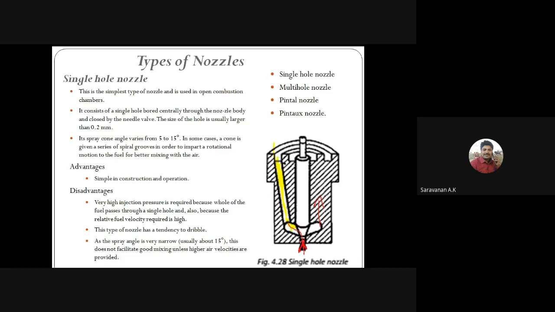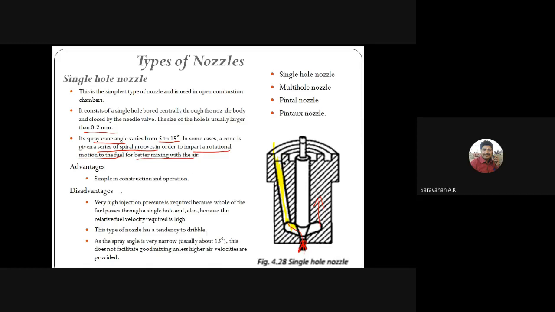Here we have a small gap. It's around 0.2 mm. Sorry, for the single hole system it will be larger than 0.2 mm. Here the cone shape, the cone angle, will be 5 to 15 degrees. In most cases, this cone has a series of spiral grooves, which impart rotational motion to the fuel for better mixing of air and fuel.